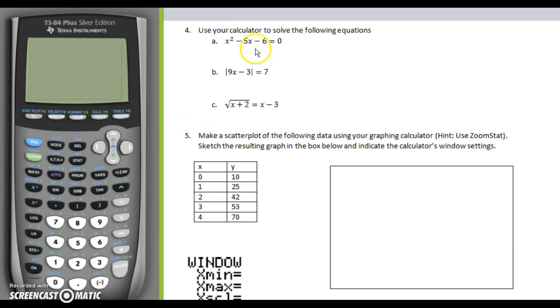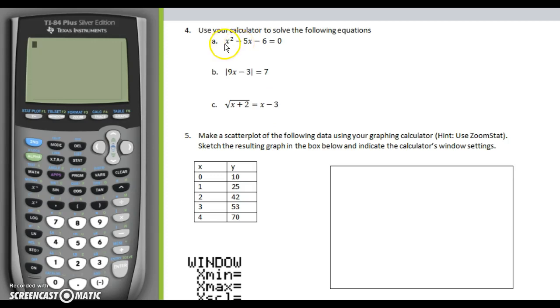So if we start with letter A, you notice there's already a 0 on the right hand side, and that's really important because when you solve an equation on your calculator, you want to make sure you have a 0 on the right hand side of the equation. So in B and C, notice we don't have a 0. In B, you'd have to subtract 7 from both sides to get a 0 there. And in C, you'd have to subtract x and add 3 to both sides to get a 0. But in A, we're all set and ready to go.